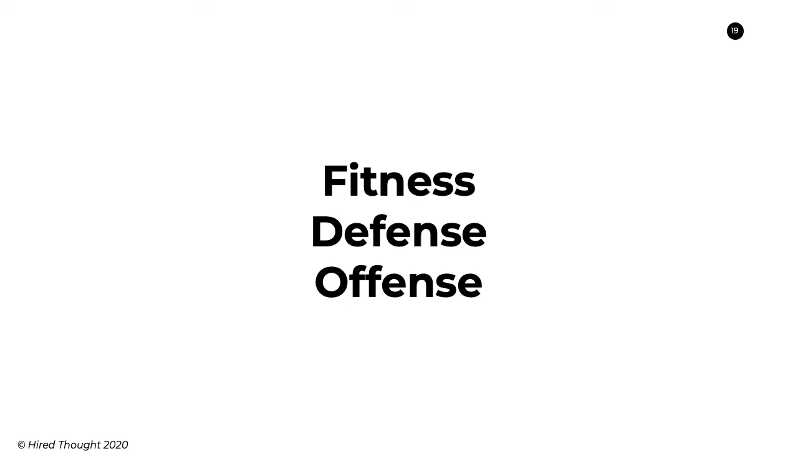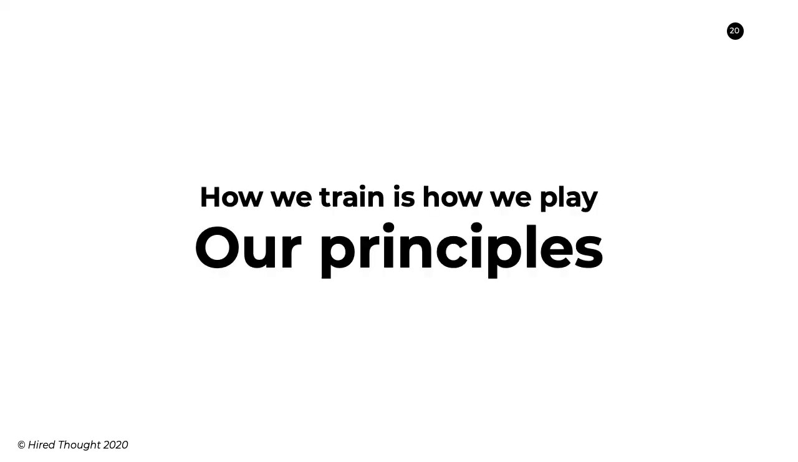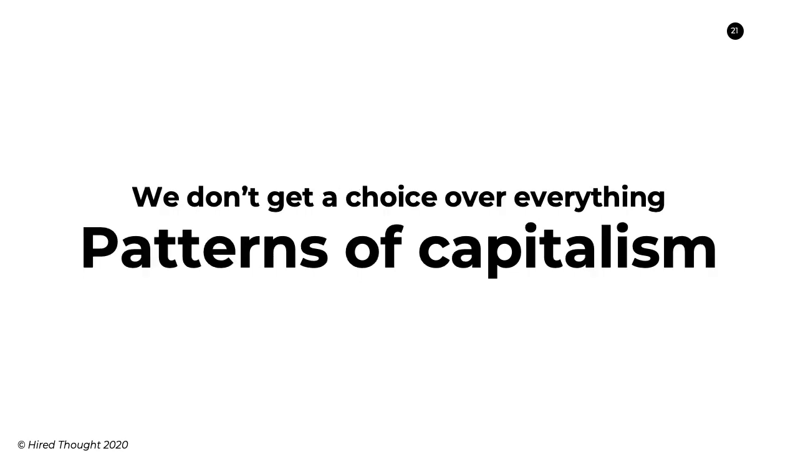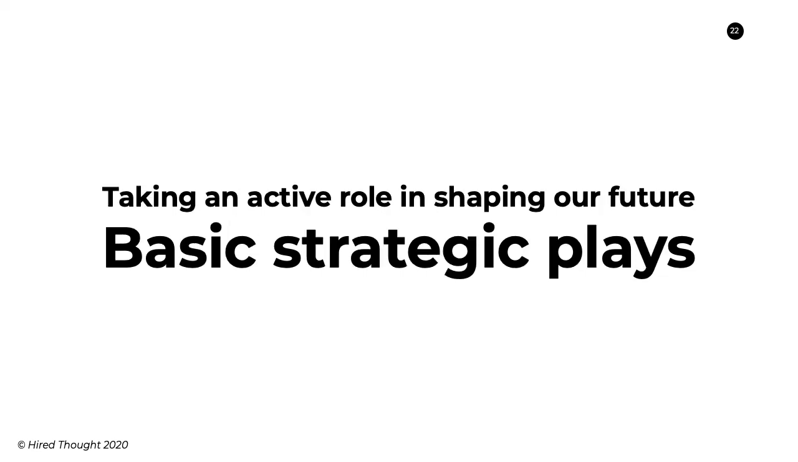Each of these aspects corresponds to a step in Simon's strategy cycle. So for example, fitness corresponds to our doctrinal principles, how we train and the values that we choose for our organization, while defense is more about being aware of the patterns of capitalism, the things that we don't really get a choice over. But then there's offense, what active roles we can take by deploying basic strategic plays that Simon describes in his book.